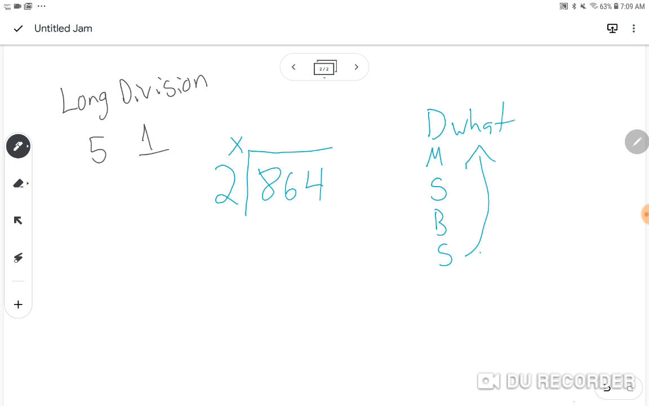Okay, first question we ask is the what question. What times 2 equals 8? Another way to look at that is what times 2 equals 8? Well, there are 4 2's in 8. So we put 4 on the top because the answer to the what question always goes on top. Then we touch it because next we have multiply. 4 times 2 equals 8.